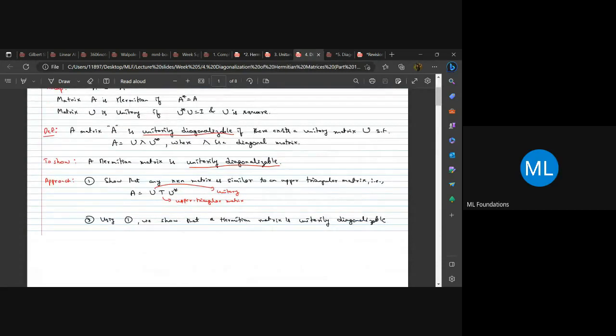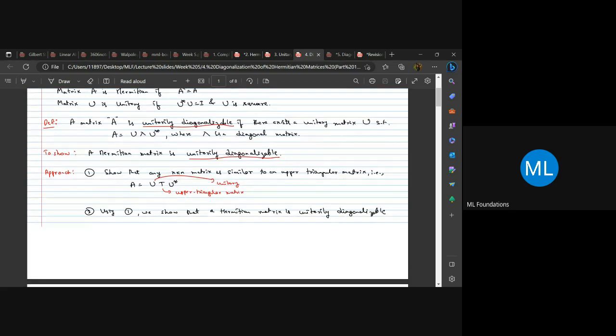Yeah. See, a Hermitian matrix is unitary diagonalizable. And what exactly is unitary diagonalizable? Any matrix A is called unitary diagonalizable if there exists some unitary matrix U such that A can be written as U lambda U star, where lambda is a diagonal matrix.